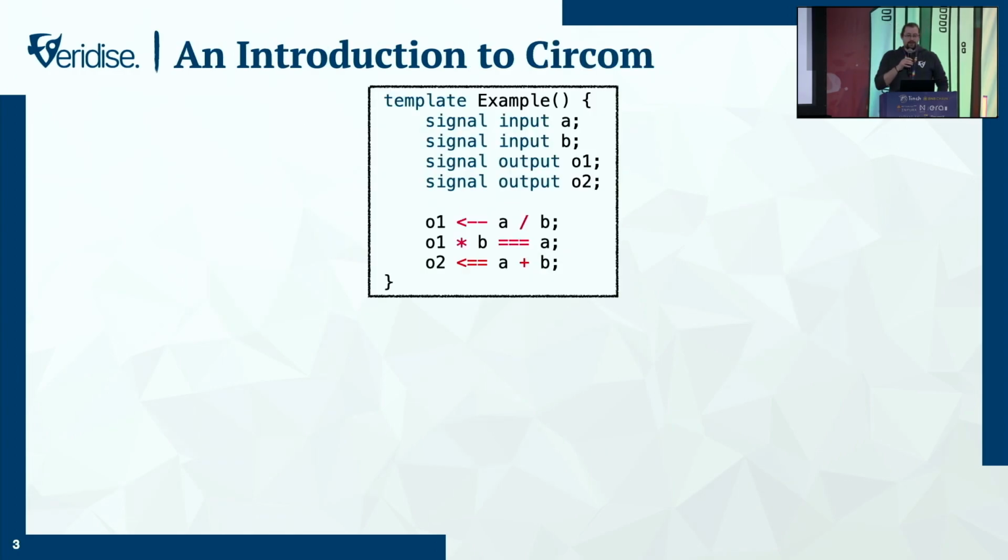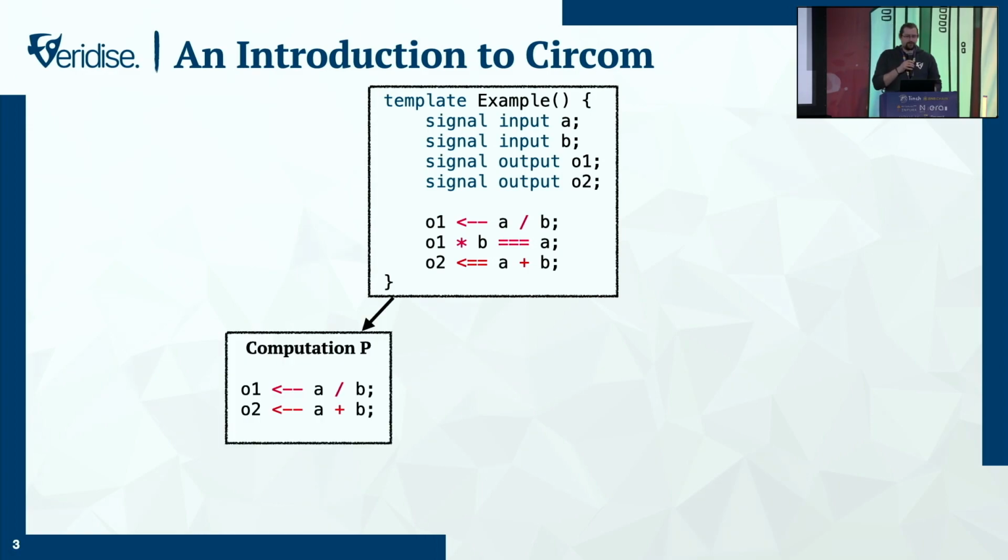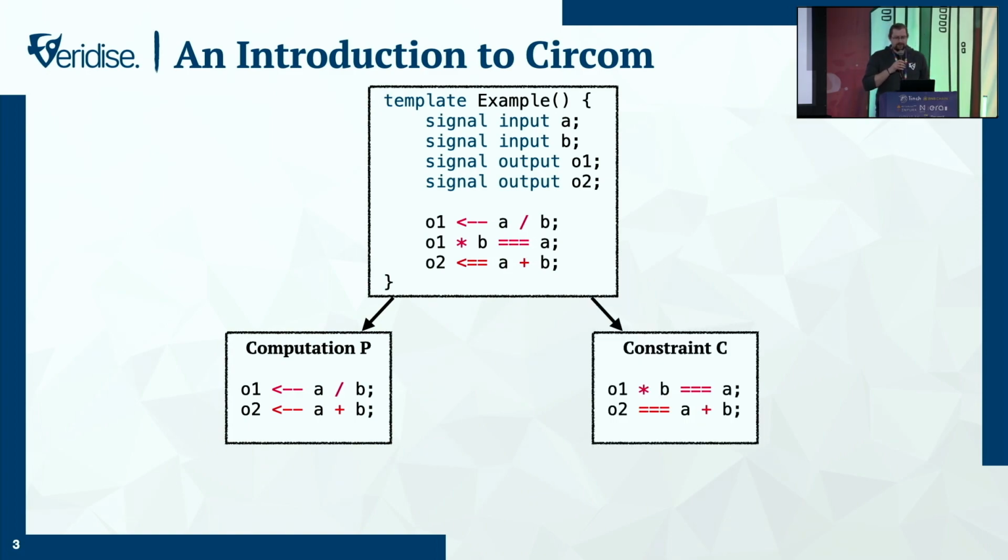In this presentation, I'm mainly going to be showing examples in Circom, so I thought it would be helpful to give you a quick introduction of what Circom even is. Here's an example circuit written in Circom. And as I told you before, it's going to become two separate things. First you have computation over here on the left, and you have constraints over here on the right. One thing that you might notice is that the template is being divided in a weird way into these two different things.